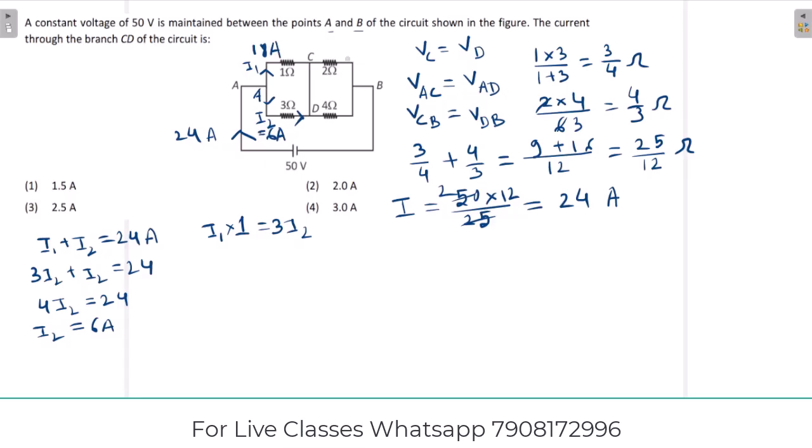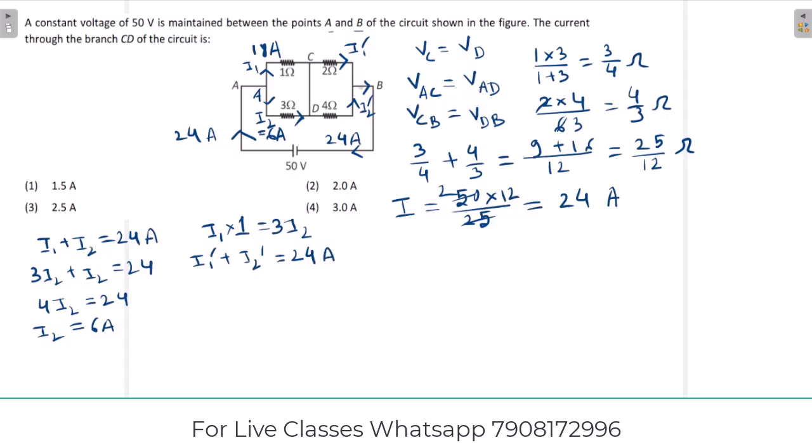Now let's assume through the 2 ohm resistance the current is I1 dash, and through the 4 ohm resistor the current is I2 dash. So I1 dash plus I2 dash is again 24 ampere, because the total current flowing through the battery is 24 ampere. That is, I1 dash plus I2 dash is equal to 24 ampere.